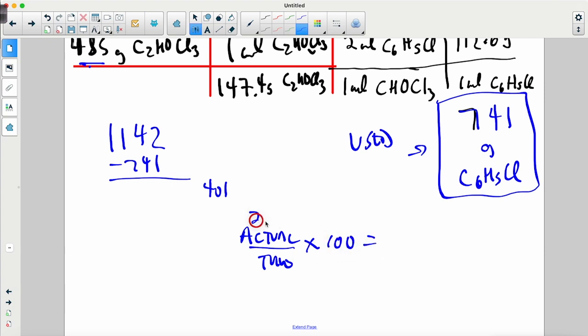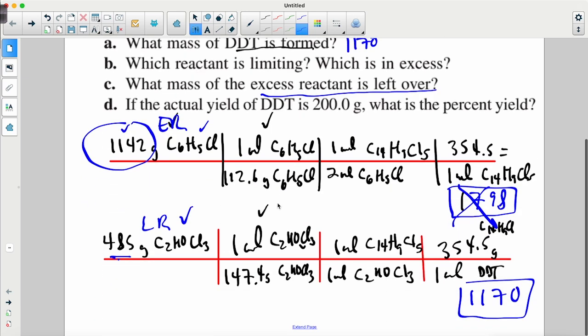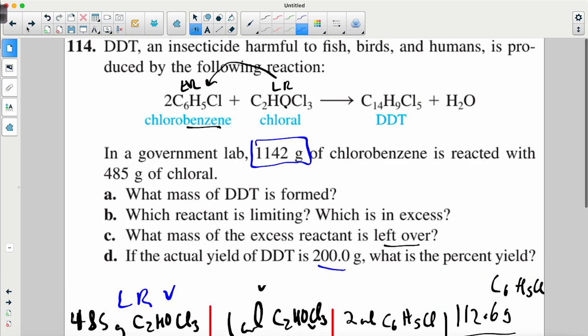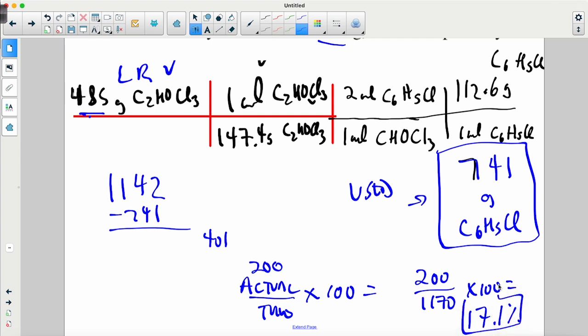And so I take the 200. Now remember, my theoretical yield was the smaller number at the end of the grid. That's why we care, the 1170. So I come back here. I'm going to go 200 into 1170. It's not the greatest yield in the world. So 200 divided by 1170, boom, and multiply times 100, and I get 17.1 when I'm done. 17.1% is what I end up getting with that.